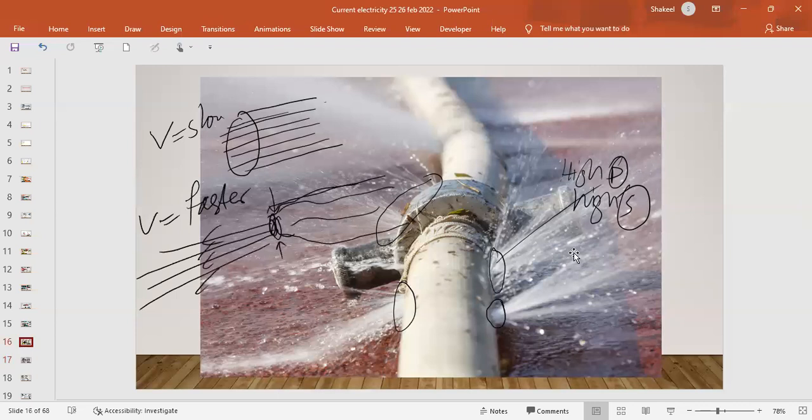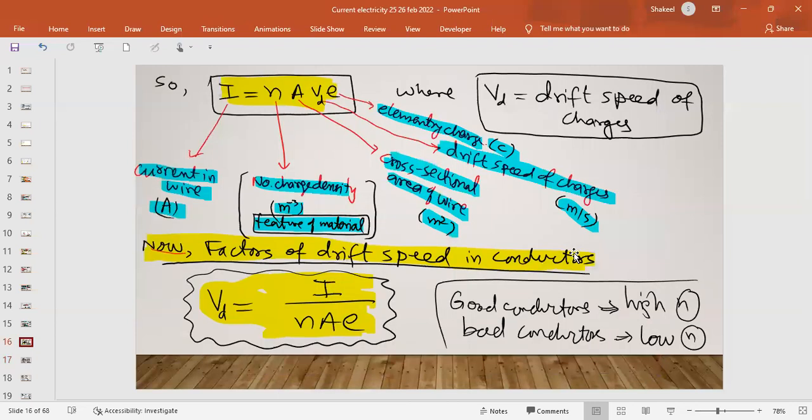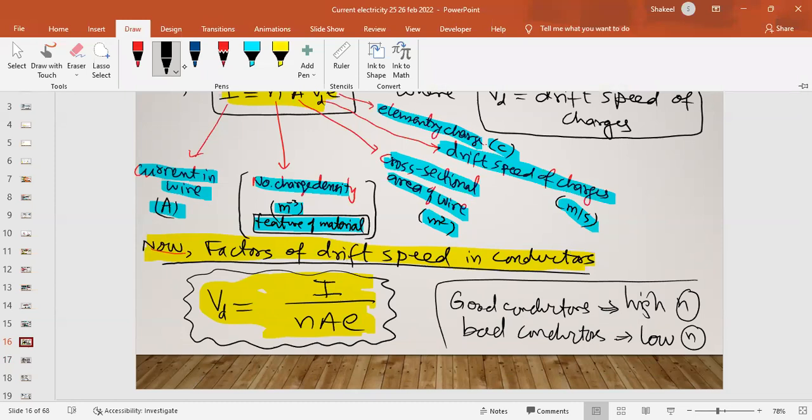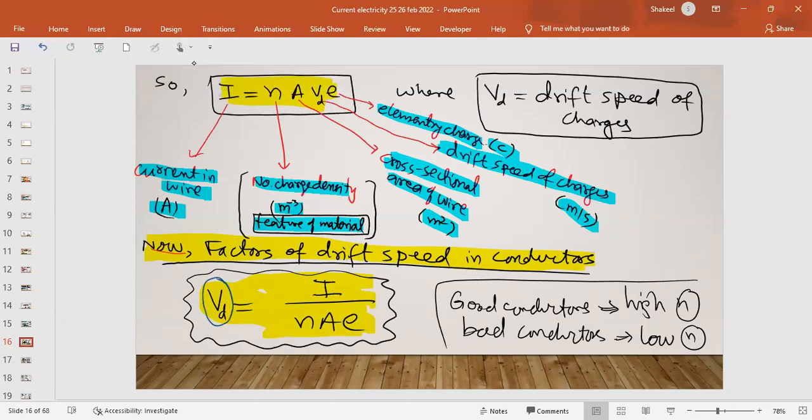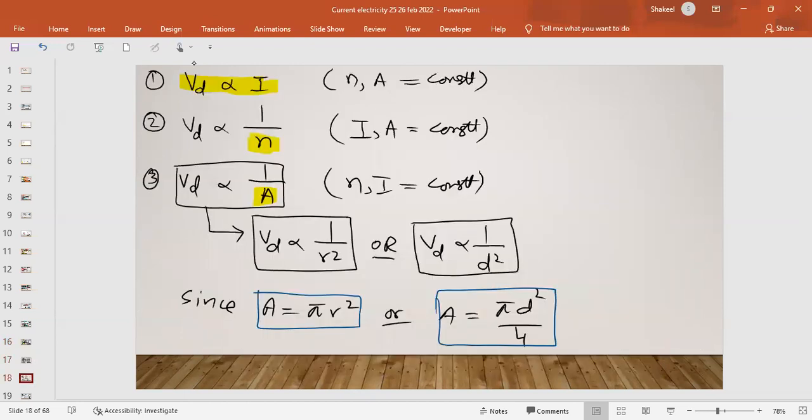हो जाती है। सेम कॉन्सेप्ट वी हैव टू अप्लाई ऑन ड्रिफ्ट स्पीड, कि हाउ द ड्रिफ्ट स्पीड ऑफ चार्जेस इन द कंडक्टर इज अफेक्टेड, in which situation charges will be moving faster in the conductor, and in which situation the charges will be moving slower. So for that what we have done is कि मैंने drift speed को subject बना लिया है, it is I over NAE. So drift speed is I over NAE. Okay, so now as you know I is NAVE. So from here मैंने drift speed को subject बनाया, so it is I over NAE.